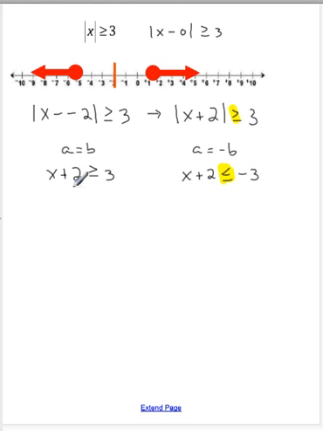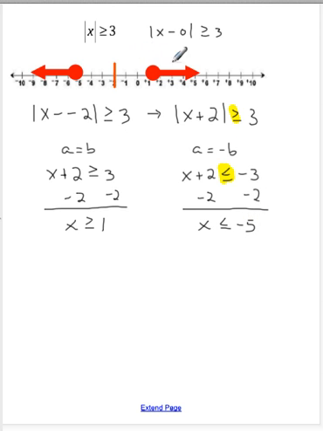Okay. So now solving, I subtract 2 on both sides. So x is greater than or equal to 1. And over here, I'm going to subtract 2 from both sides. And x is less than or equal to negative 5. And notice they're going in opposite directions. So this is an or statement. Okay, so that's an or statement, or we might also call it a union.